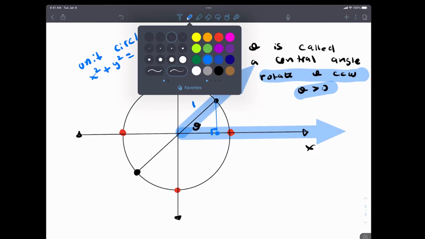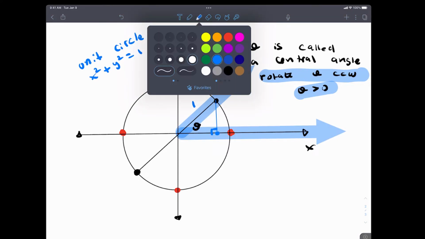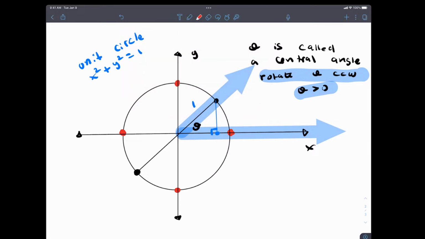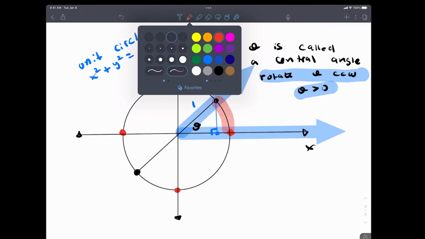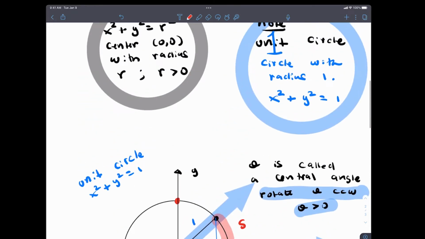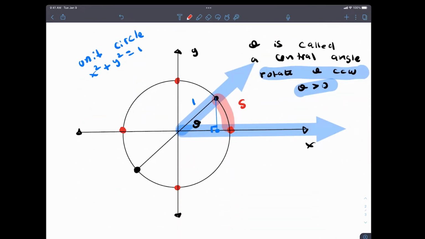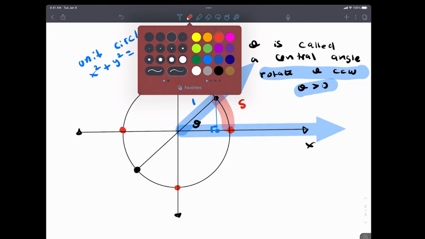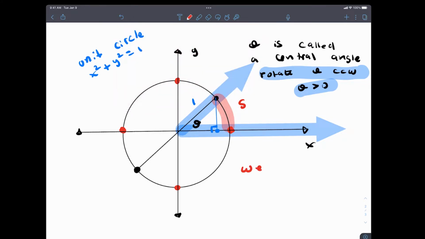Now, do you guys happen to know what this is called here? In red, I'm going to give that a letter I call S. Your book doesn't call that S, it calls it T, but it doesn't matter. Do you guys know what S actually is called? Well, good. We say S is an arc length.